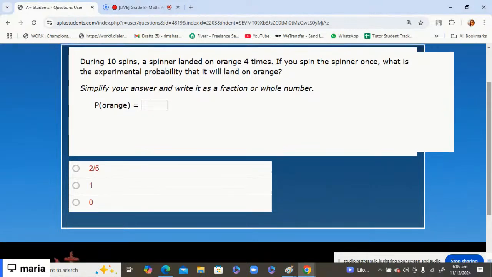Look at this question. Now you tell me the answer of this one. During 10 spins, a spinner landed on orange 4 times. The total spins are 10, and the orange occurred 4 times. If you spin the spinner once, what is the experimental probability that it will land on orange? Just divide, and then tell me which number you are going to divide over which: 4 divided by 10 or 10 divided by 4. And what answer do you get? Think about it, everyone.